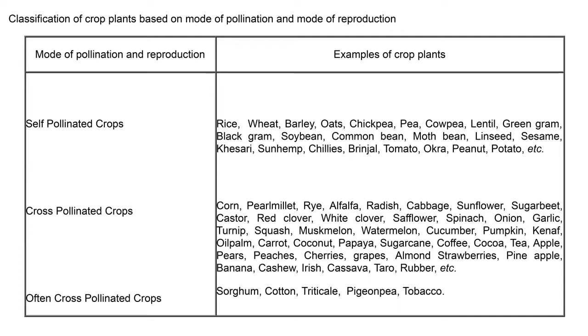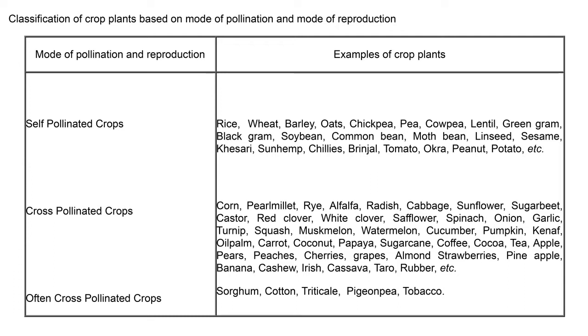Among cross-pollinated crops are corn, pearl millet, rye, alfalfa, radish, cabbage, sunflower, sugar beet, castor, red clover, white clover, safflower, spinach, onion, garlic, turnip, squash, muskmelon, watermelon, cucumber, pumpkin, canaf, oil palm, carrot, coconut, papaya, sugarcane, coffee, cocoa, tea, apple, pears, peach, cherries, grapes, almonds, strawberry, pineapple, banana, cashew, pasaiva, taro, rubber, etc. Often cross-pollinated crops are sorghum, cotton, triticale, pigeon pea, tobacco.